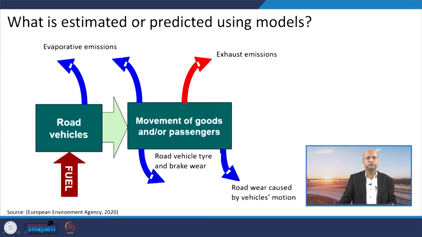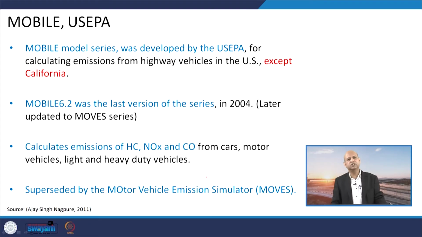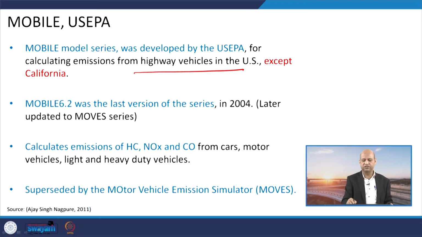Then what do we do with models for road vehicles? We consider fuel data, evaporative emissions from the fuel, and movement of goods and passengers. They have exhaust emissions and road wear caused by vehicular motion, so non-exhaust emissions. This is the picture we already know. Now we discuss briefly the models we have listed, like MOBILE by US EPA. This series uses different kinds of highway related data, and in 2004 they had the 6.2 series, MOBILE 6.2.